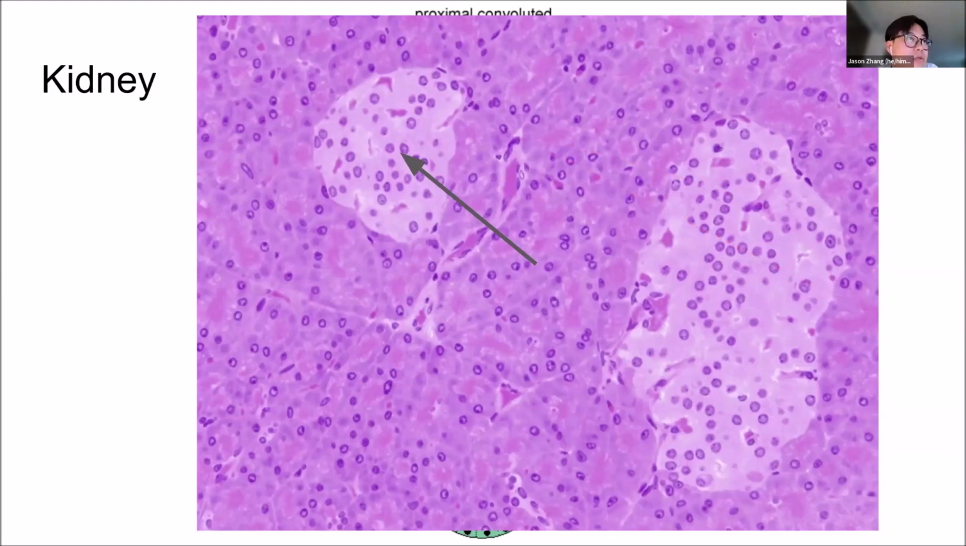Okay, so some quick review. What is this pointing to? Okay, I can't really hear people in the back, but this is an islet in the pancreas. I don't know why it says kidney there. I should take that out.